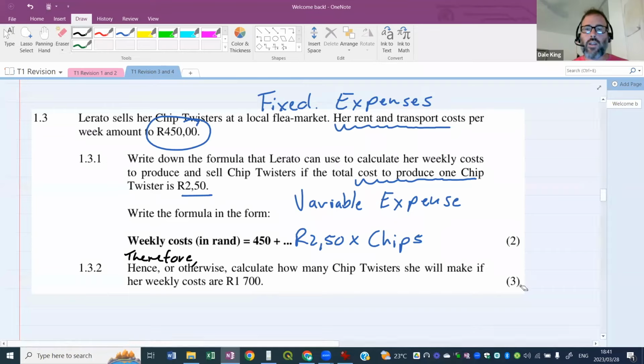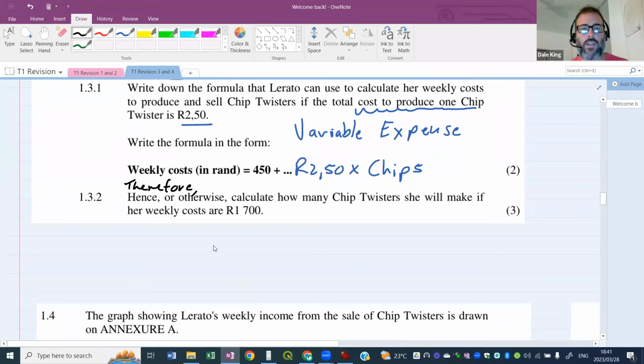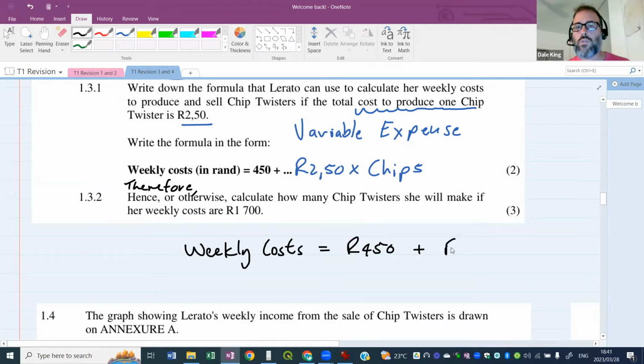All right, now let's write the formula again. I'll write weekly costs. To get weekly costs, you need 450 Rand. That's her fixed expense. And you also got to do 2.50 Rand times the number of chips she sells. All right, so there's the formula. Let's look at the question. Calculate how many chip twisters she will make.